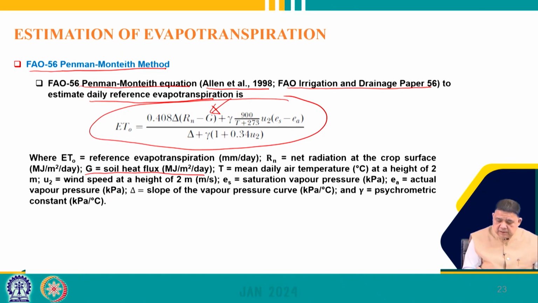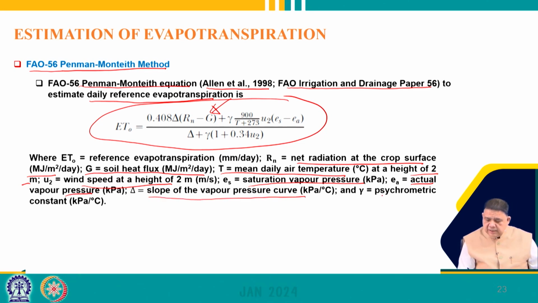So, here Rn is net radiation at the crop surface, T is the mean daily air temperature at a height of 2 meters, U2 is wind speed at 2 meters height, Es is saturation vapor pressure, Ea is actual vapor pressure, delta is the slope of the vapor pressure curve, and gamma is the psychrometric constant, kilopascal per degree C.